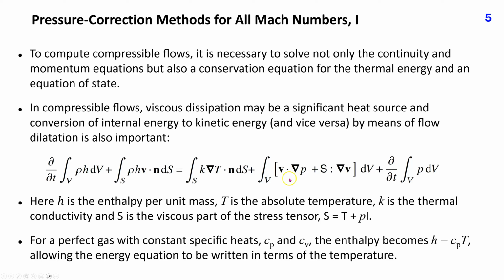Next comes the volume integral of two terms. The first is a scalar product of the velocity vector and the gradient of pressure, and the second is the scalar product of two tensors, the viscous part of the stress tensor, S, and the gradient of the velocity vector. This is the so-called dissipation function, a non-negative quantity involving the product of fluid viscosity and squares of velocity gradients, describing the irreversible conversion of kinetic energy to heat. For a perfect gas with constant specific heats, Cp and Cv, the enthalpy becomes h equals CpT, allowing the energy equation to be written in terms of the temperature.